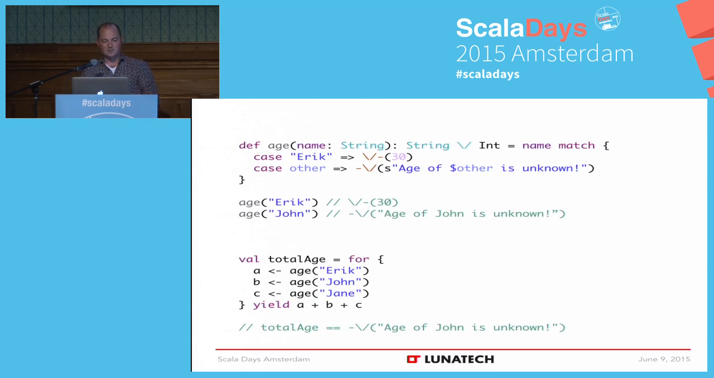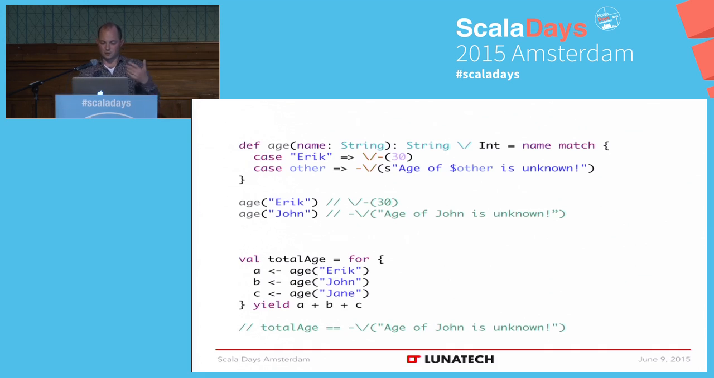So what can we do with this? For example, we have an age function that takes a name, a string argument, and it's going to return either a failure, if it doesn't know the age of the person with that name, or an integer if it does know the name. So this one only knows about my age. If we put Eric in, then it's going to return a right value, 30, so a successful value that actually contains an integer. If any other name is passed in, then you get a left value with an error message: the age of this person is unknown. So if we invoke age Eric, we get a right 30. If we invoke age John, then we get a left: age of John is unknown.